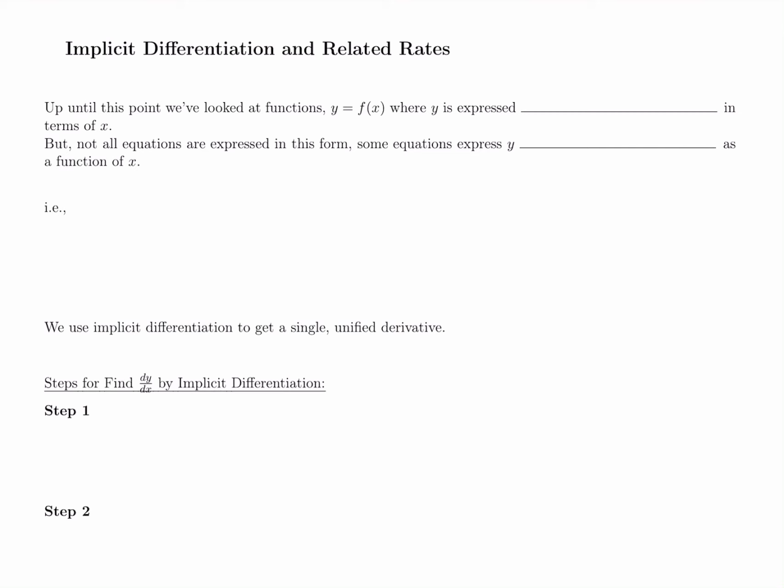So up until this point, we've looked at functions where y equals f of x. That's where y is expressed explicitly in terms of x. You have y on one side by itself, equals x is on the other. But not all equations are expressed in this form. Some equations are expressed with y implicitly as a function of x.